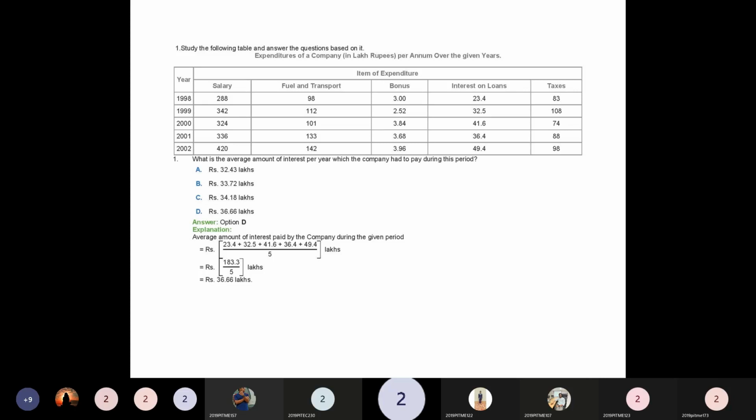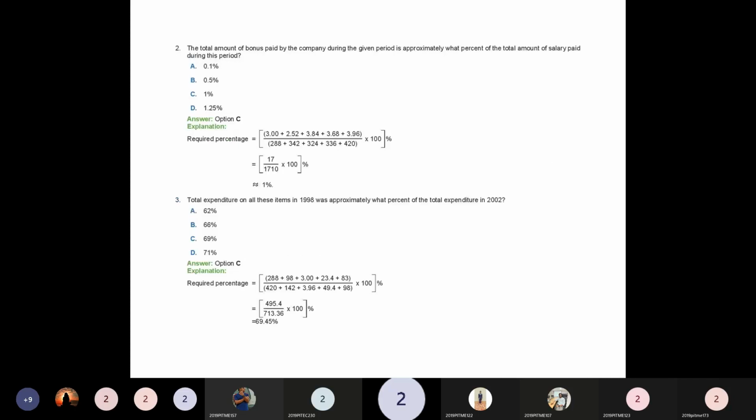So what to do is now add the amount paid for the salary, the amount paid for the fuel, the amount paid for the bonus, and the amount paid for the interest and tax. So take all the amounts in 1998. Likewise, take 2002 and add. So take those values. If you add these values for 1998 and the denominator, you multiply by 100 and it will give you the percentage of 1998 relative to 2002. So 69%. So option C is correct if you simplify this value. If you understood the logic, that is enough.